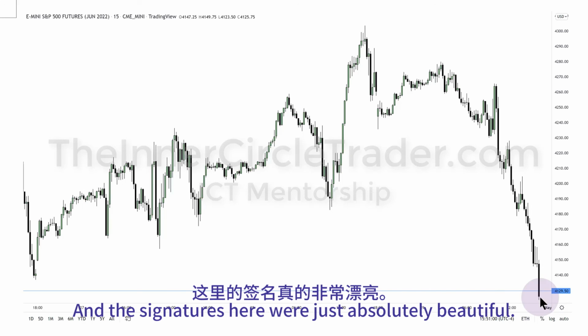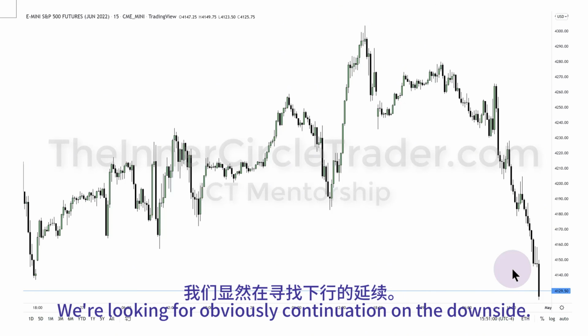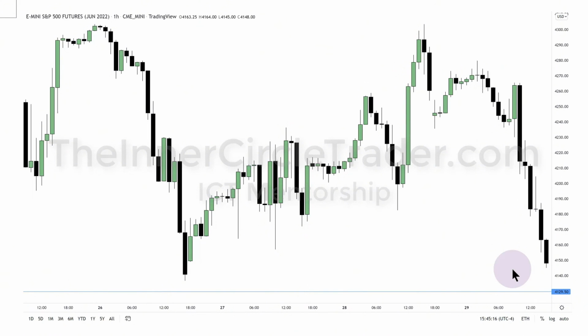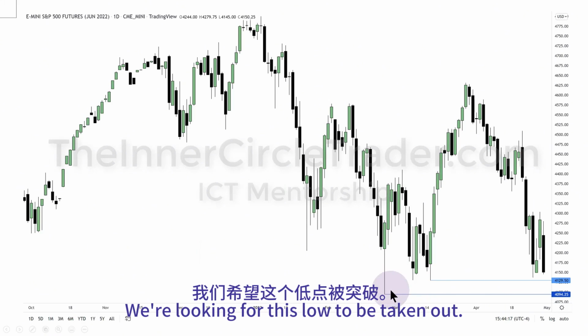And the signatures here, which is absolutely beautiful. So I think that's going to be it. We're looking for, obviously, continuation on the downside. Let me go back up to the daily chart. One more. We're looking for this low to be taken out.